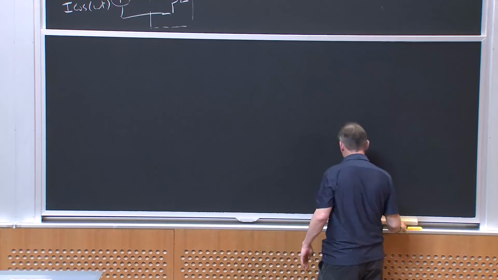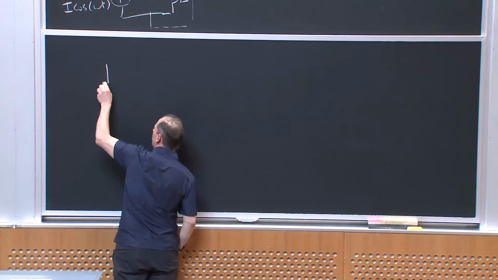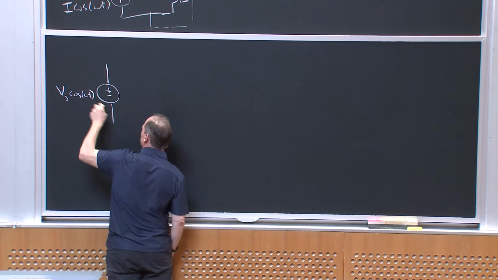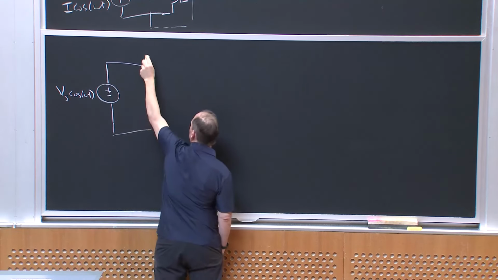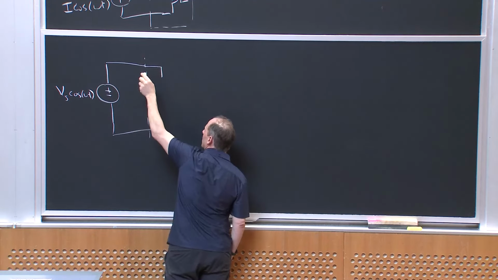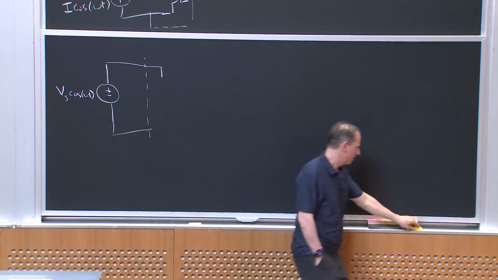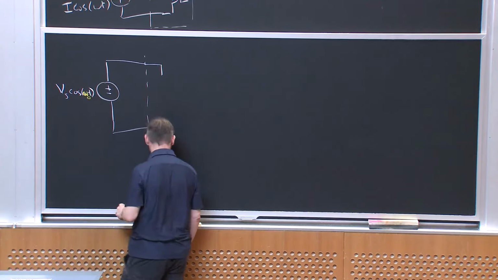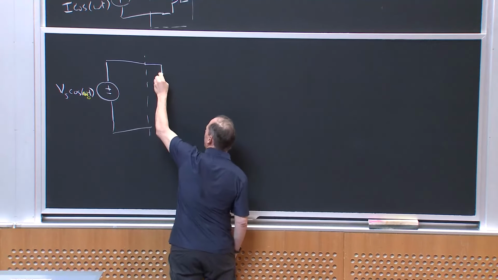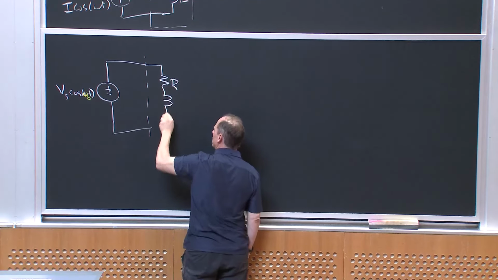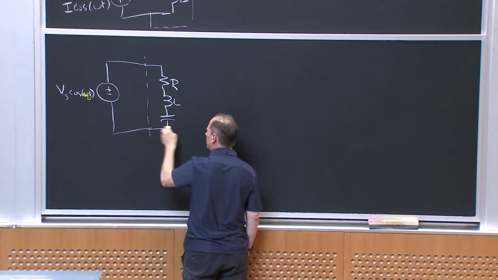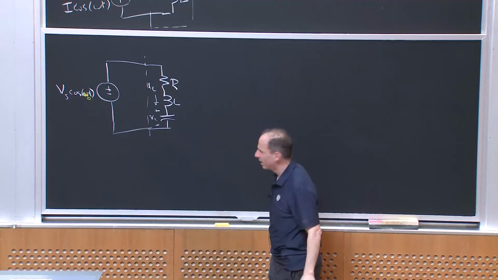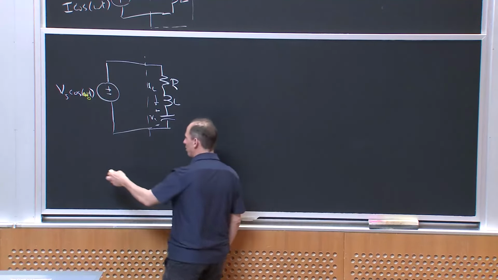So let's talk about this. Here I am. I'm going to drive Vs cosine omega t, and I'm going to drive this network at omega equals omega naught. So let's be careful. I'm going to talk about this Q at omega naught. I have R, L, and C, with I sub L and V sub C. At omega equals omega naught, what is I sub L?